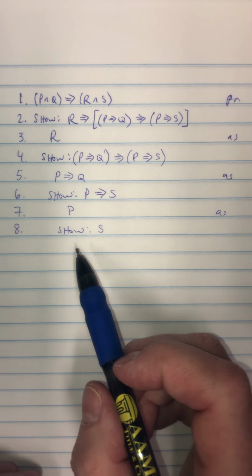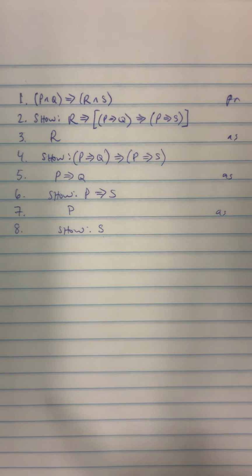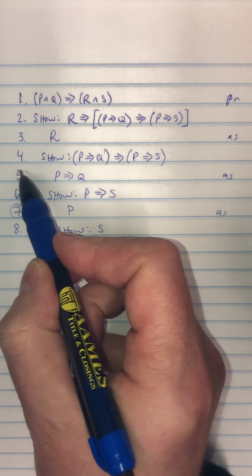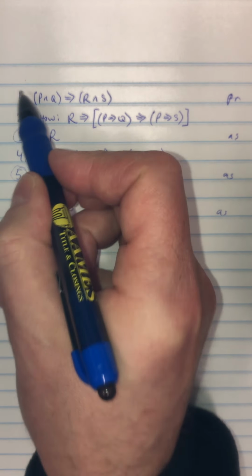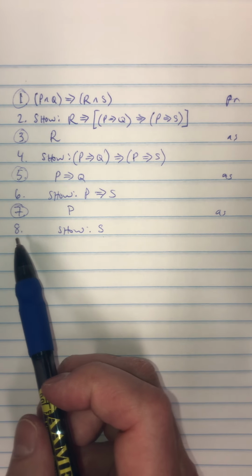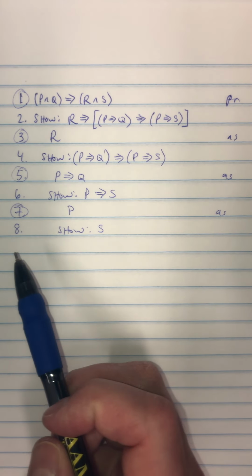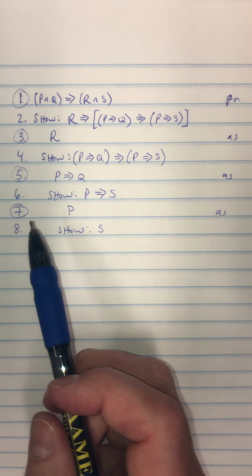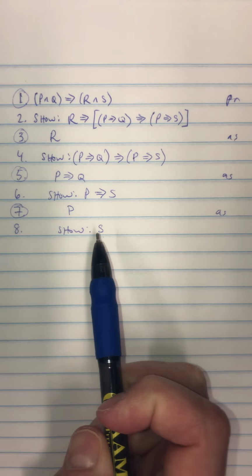But again, let's look and just see what lines we have available right now. Let's just remind ourselves. We've got line 7, line 5, line 3, and line 1. Line 1's our premise, and 3, 5, and 7 are all assumptions that we are entitled to make in our conditional derivation. So the goal now is to use 1, 3, 5, and 7 to somehow get S.